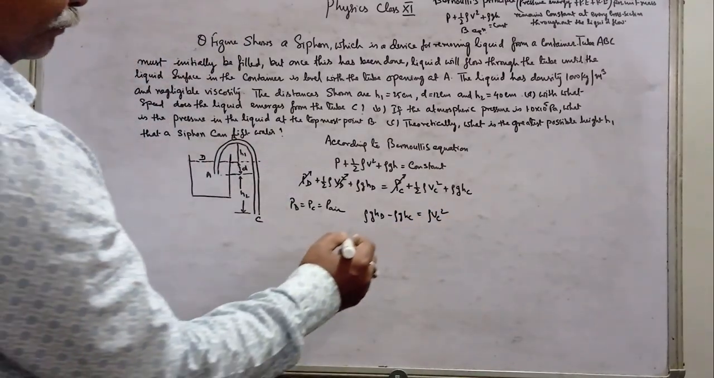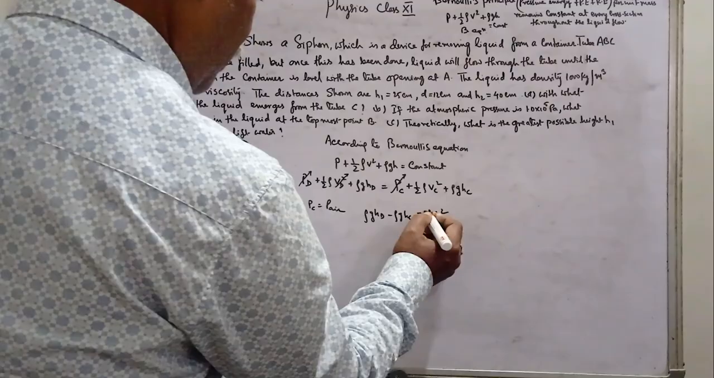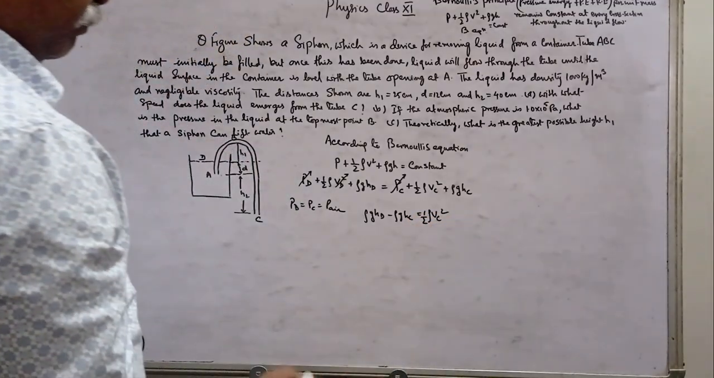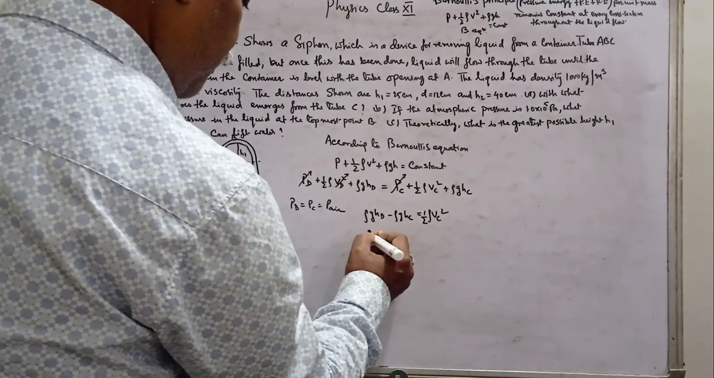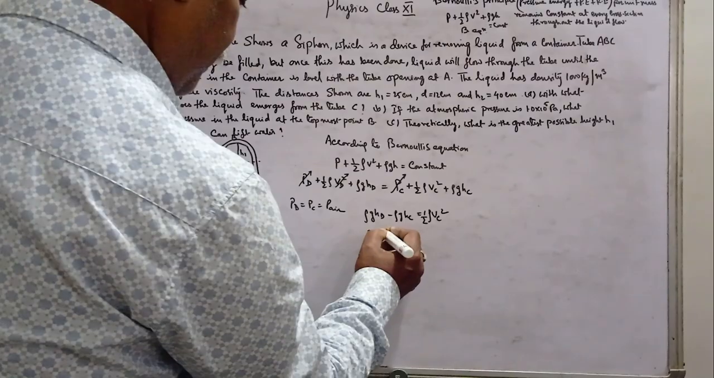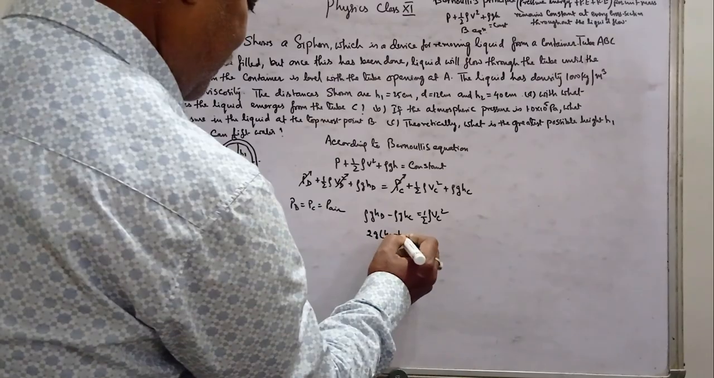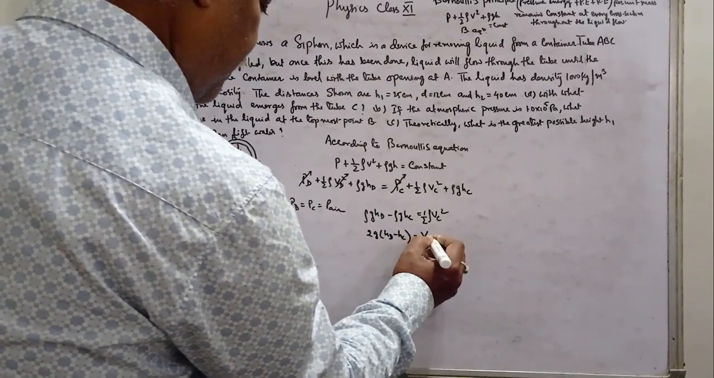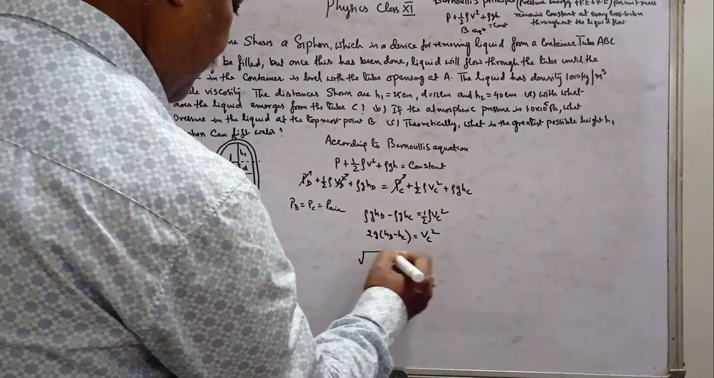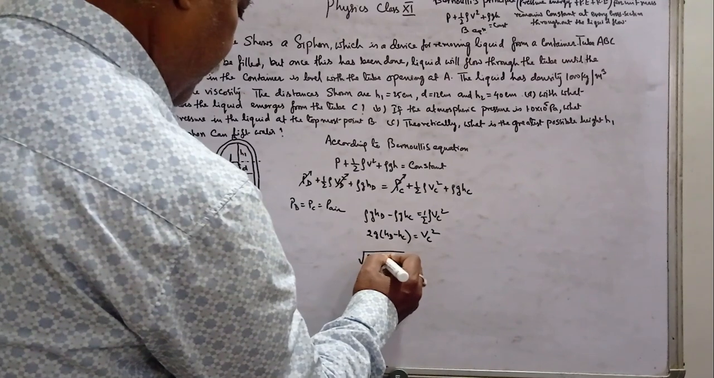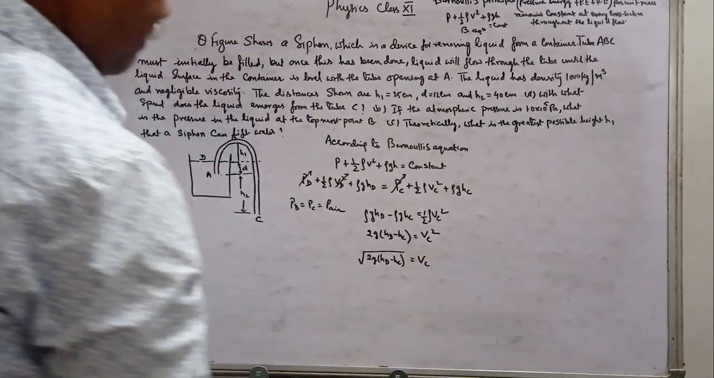So here, rho cancels out, and this will be 2g times (hD minus hC), which is equal to Vc square. So root over 2g times (hD minus hC) will be equal to Vc. This will be the velocity.